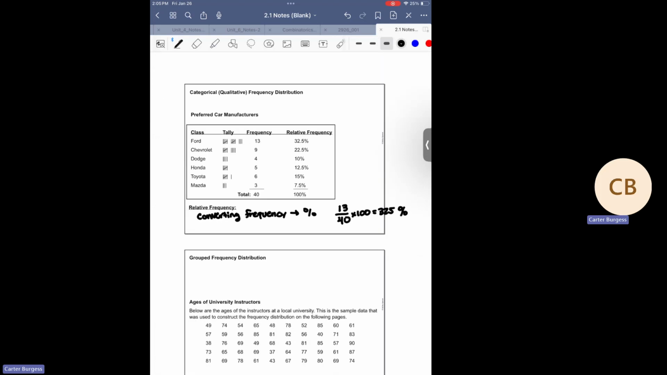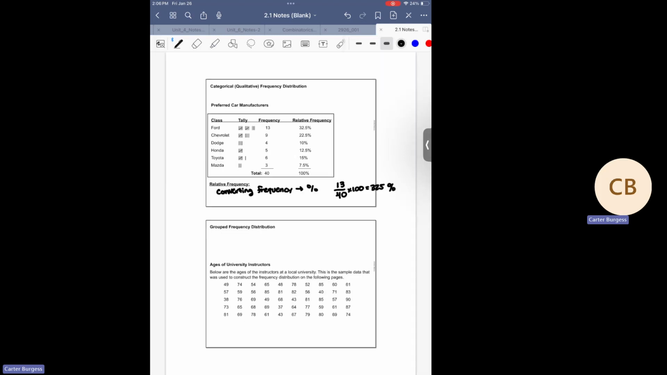All right, questions with our qualitative or categorical frequency distributions? You feel good about what I mean when I say a particular class? You feel good about the difference between frequency and relative frequency? So a particular class would be like one of these manufacturers, and then all of them are the list of all classes. So again, just to clarify. So that's qualitative, pretty straightforward.